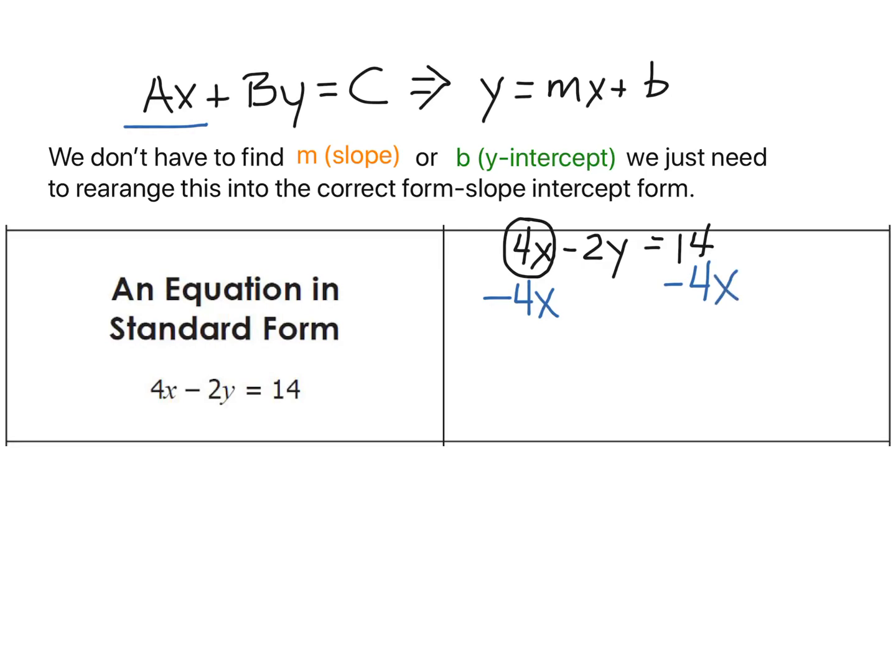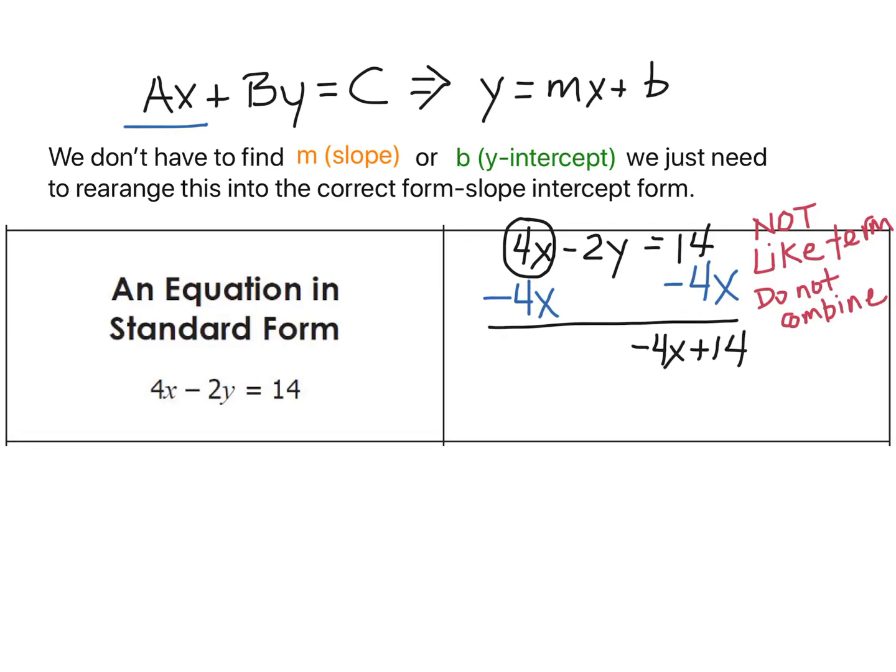And this is where we do always want to make a note because it's where the majority of people make a mistake. Okay, these are not like terms. So these are not like terms, so you cannot combine them. All right? So what I get left with is just negative 4x plus 14. So you can't combine them, but you can just put them right there side by side.